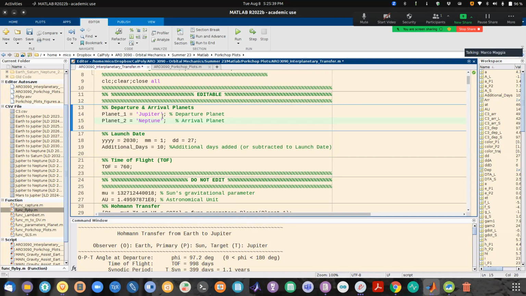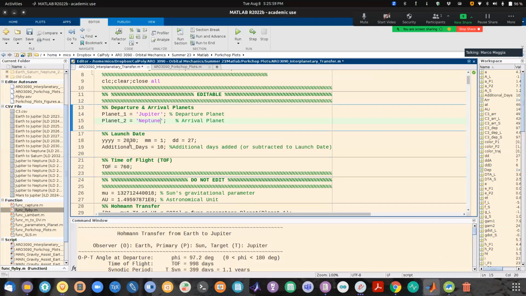Again, it's much easier if there is more than one of you doing this. So one can focus on the first leg and another person on the second leg, and the third person can check the fuel consumption later or the flyby condition. So that's why you're a team, right?